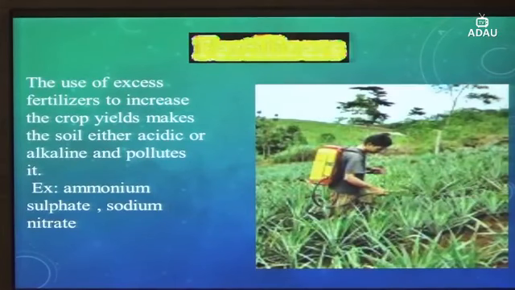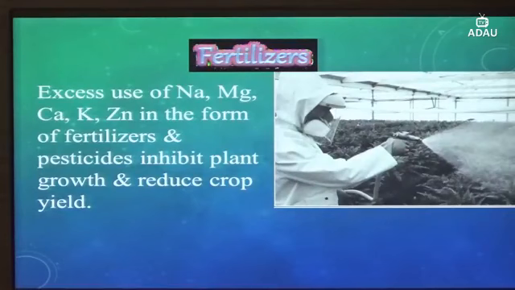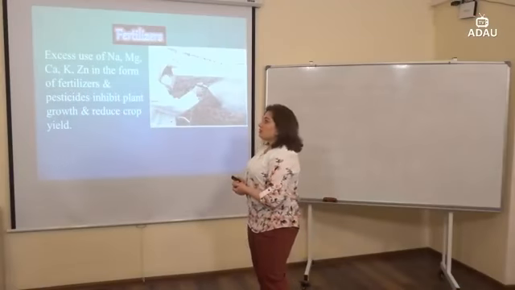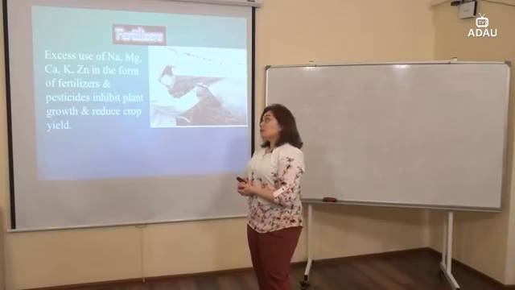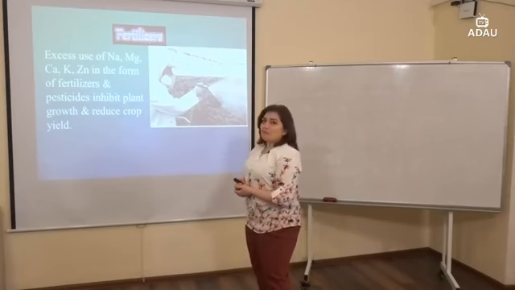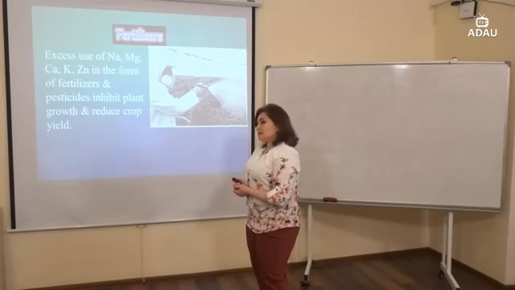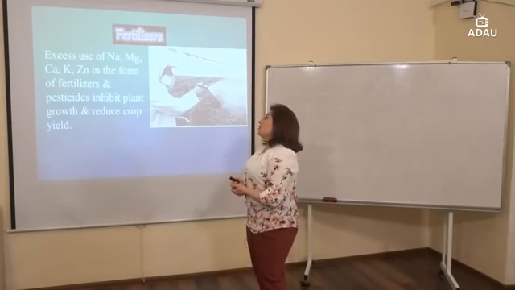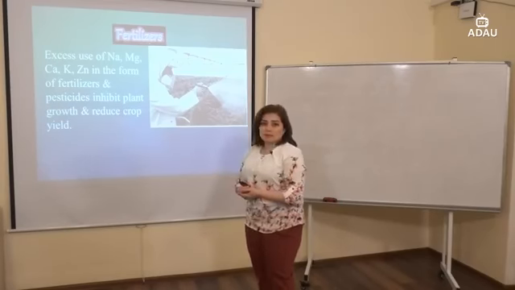Fertilizers. The use of excess fertilizers to increase the crop yield makes the soil either acidic or alkaline and pollutes it. For example, ammonium sulfate, sodium nitrate and others. Excessive use of sodium, magnesium, calcium, potassium, zinc in the form of fertilizers and pesticides inhibit plant growth and reduce crop yield.